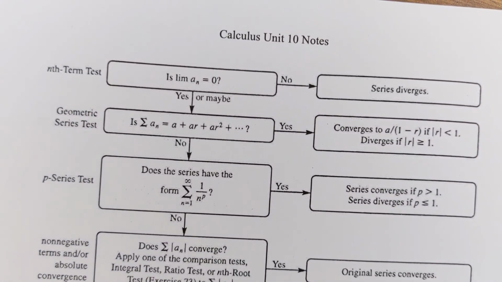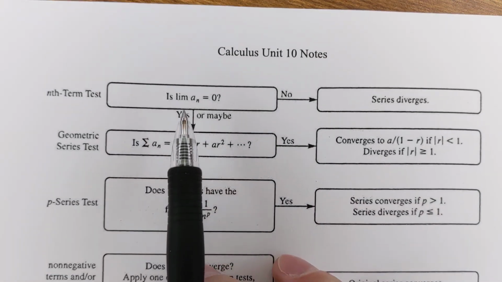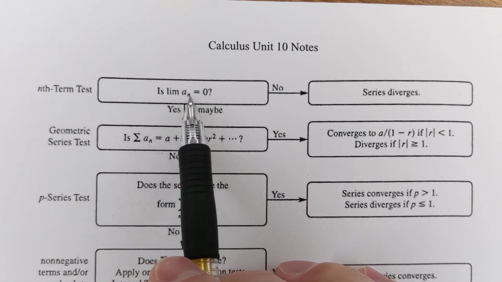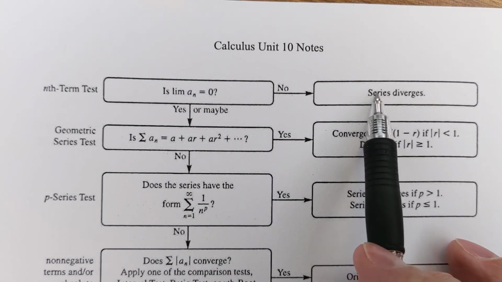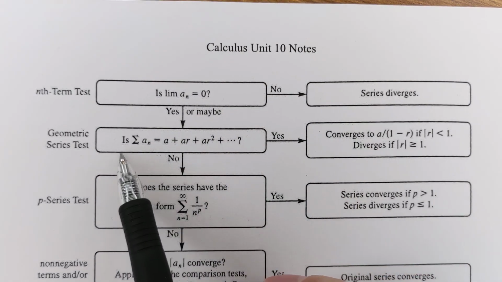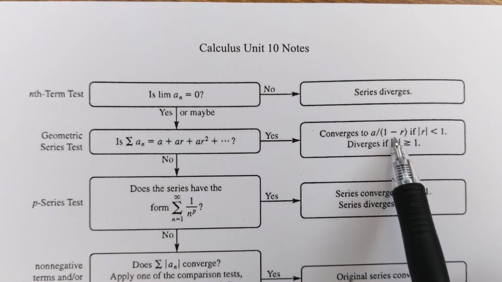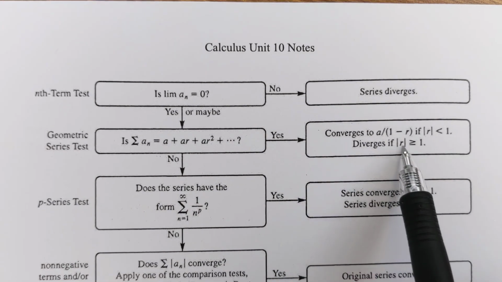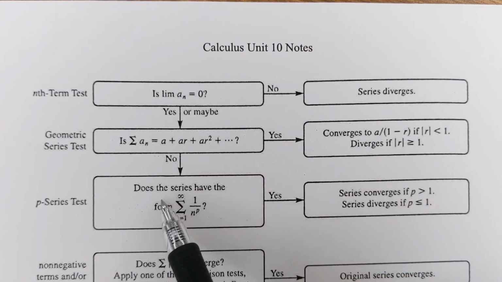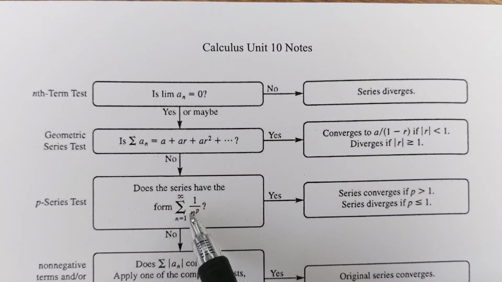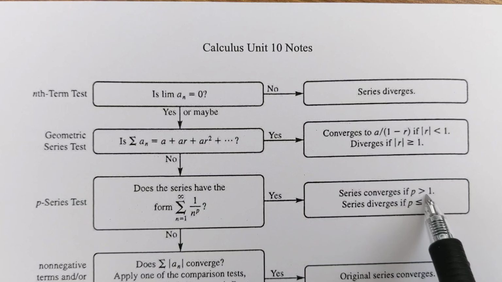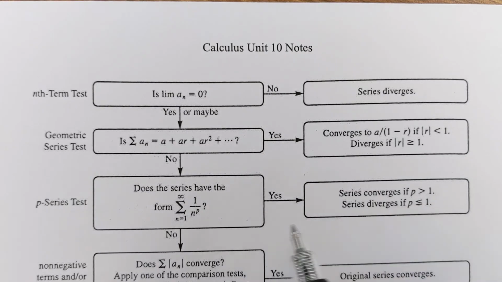Oh boy. All right, here we've got a kind of summary of the tests. The nth term test just says, is the limit 0? If it's not, it diverges. If yes or maybe, do some more. Is it a geometric series where each term is a multiplier of the previous? If yes, it converges to this, diverges otherwise. If it's not geometric, try the p-series test, which has this form. It'll converge if p is more than 1, diverge if p is less than or equal to 1.